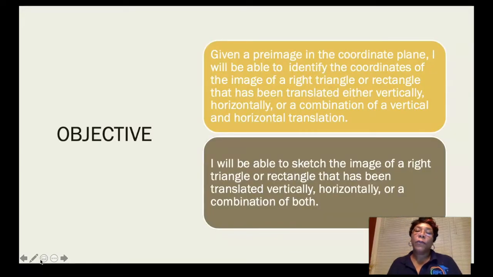Our objective for today is: given a pre-image in the coordinate plane, I will be able to identify the coordinates of the image of a right triangle or rectangle that has been translated either vertically, horizontally, or a combination of a vertical and horizontal translation. I will also be able to sketch the image of a right triangle or rectangle that has been translated vertically, horizontally, or a combination of both. We're going to focus on translations vertically or horizontally today.